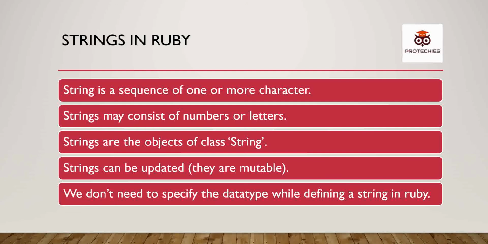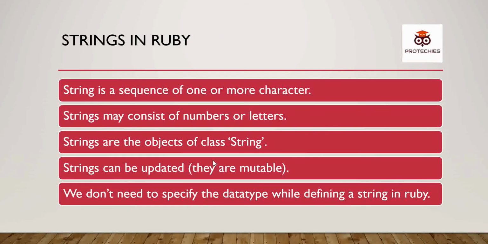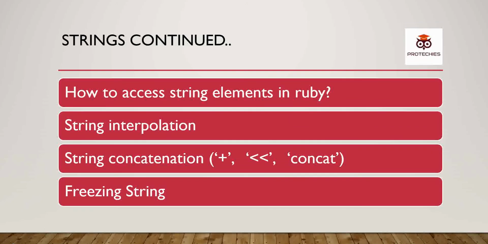Okay, so in this video, we'll be touching major 5 points in Ruby, or we can say strings in Ruby. Before this lecture, what we have understood is what a string is and all. We basically touched all these points. So in this video, we'll be touching these 4 points. If you have a string and you want to access any element in this string, how you can access it, we will be understanding in this video.